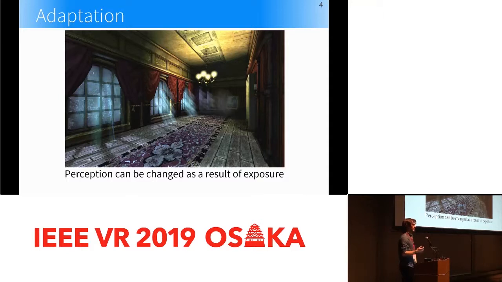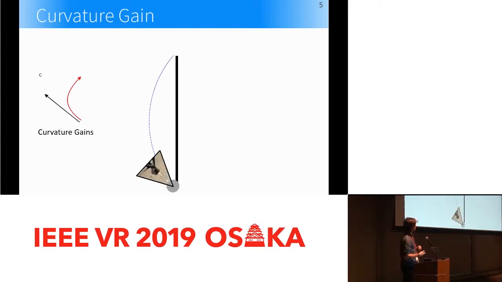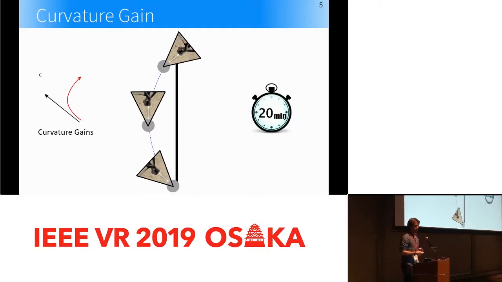So we wanted to test that. We created a redirected walking scene and tested it with curvature gains. A short reminder: with curvature gains, we want to redirect the user on a curved path while he or she perceives a straight path in the virtual world. To do that, we rotate the world around the subject while they move along a specific axis. We used this adaptation pattern and exposed our users for about 20 minutes to this kind of environment.